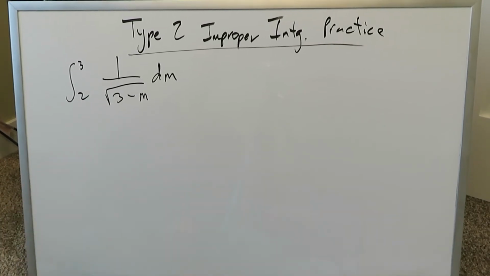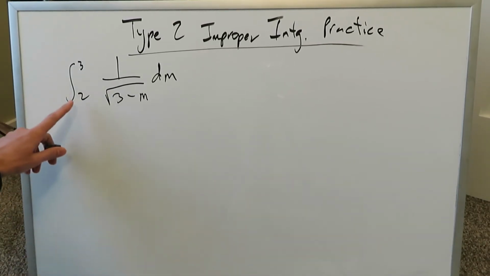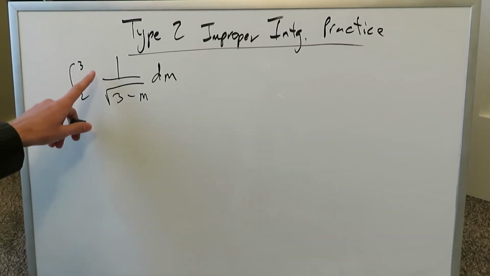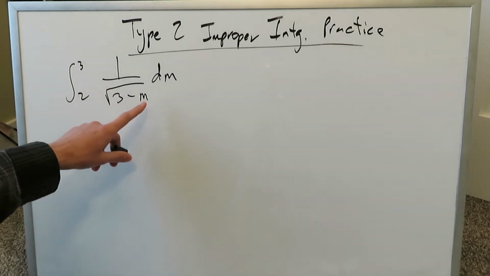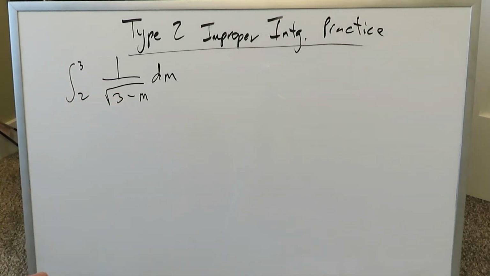Our second question, the last question for this video, will be this. We have the integral from 2 up to 3 of 1 over root of 3 minus m dm. We're using m here as our variable instead of x.